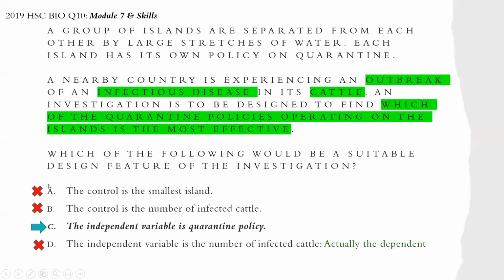And the reason for that is for option A, the control is the smallest island. That's not the control. The smallest island is just a distractor option. For option B, the control is the number of infected cattle. We'd more use the number of infected cattle as our dependent variable. So it's how we determine how effective the policy is. So the independent variable, or the thing we're changing between the two, is going to be the quarantine policy. So that's why option C is correct. And as we already said, the number of infected cattle is our dependent variable.